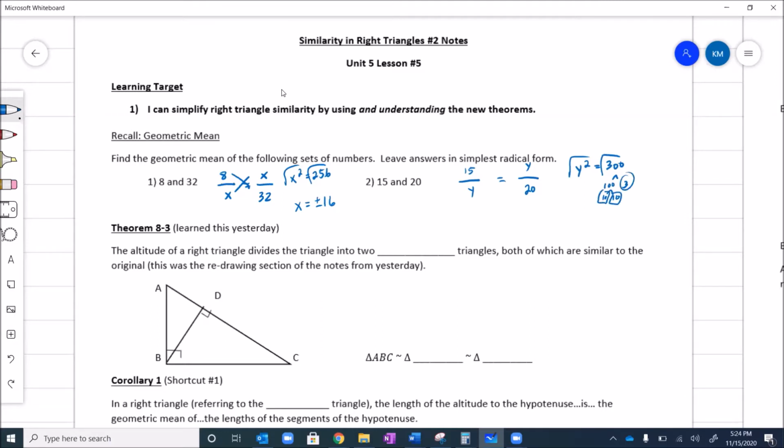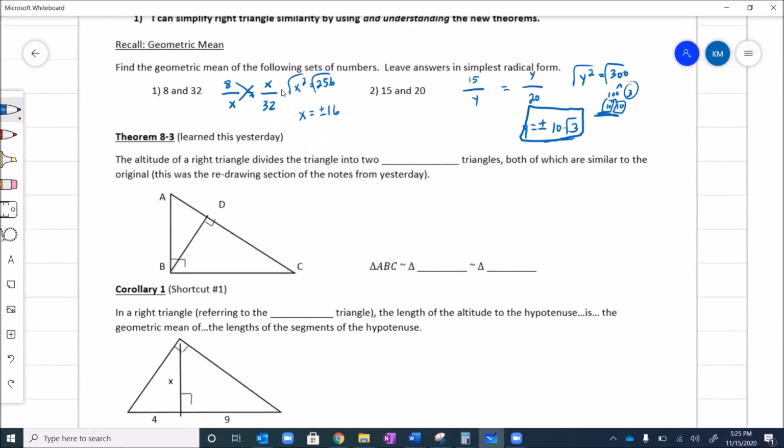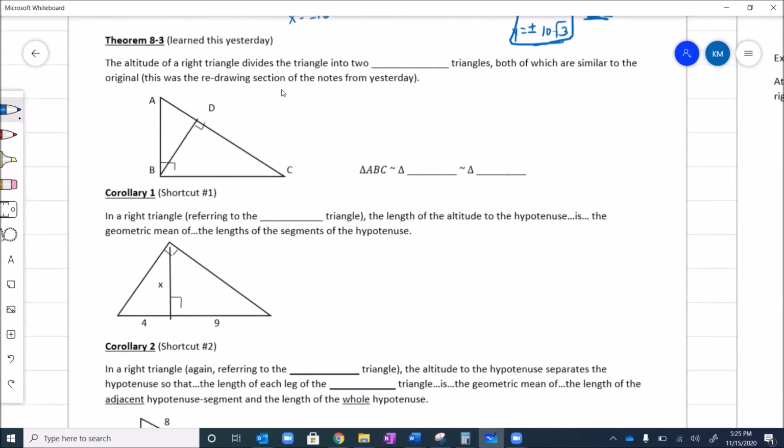All right, so we have 10 that goes out, 3 that stays in, and remember there is a positive and a negative there. We only wouldn't say plus or minus if we're actually finding a length, because then that length would have negative lengths. All right, so we learned this yesterday.